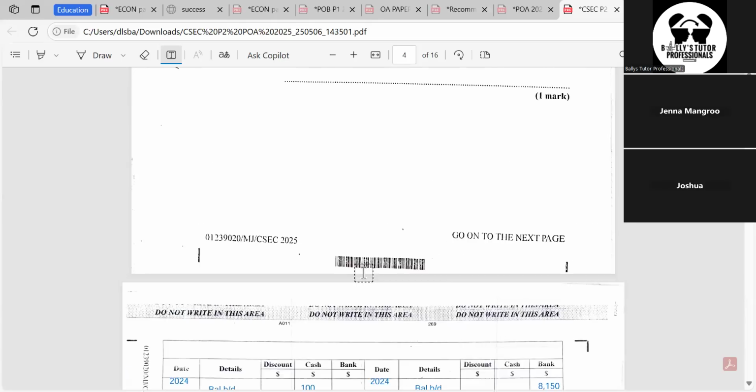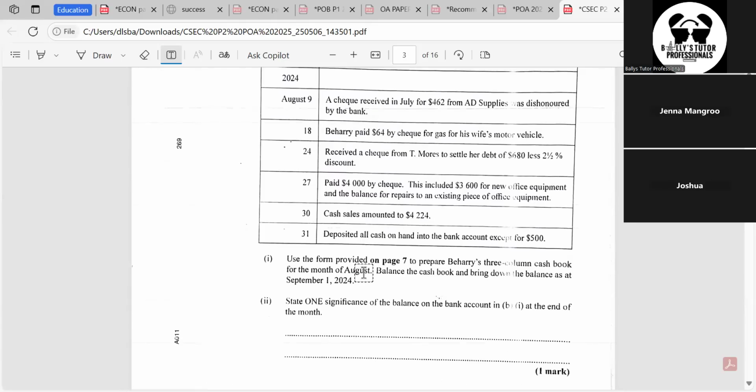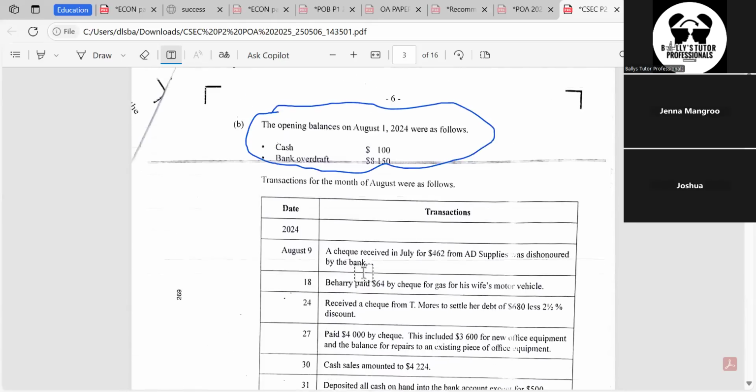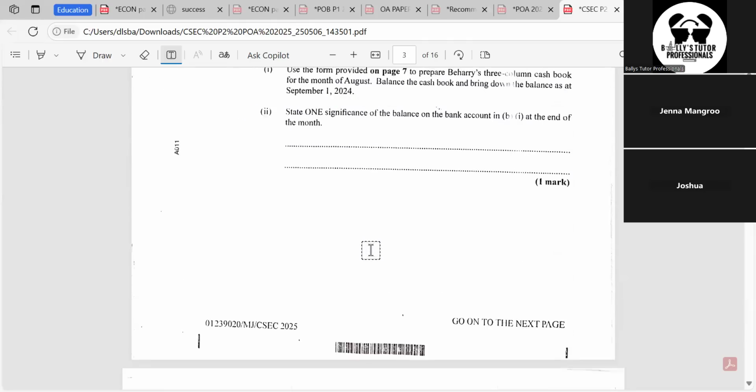Now we start going through the transactions. First one, a check received in July was dishonored by the bank. So when we receive money, what would we do? Debit or credit? Debit, sir. All right. But now that we know it's dishonored, meaning that we actually did not get the money, what do we have to do now? Credit, sir. Credit it, right? Yes. To take it back out of the account.